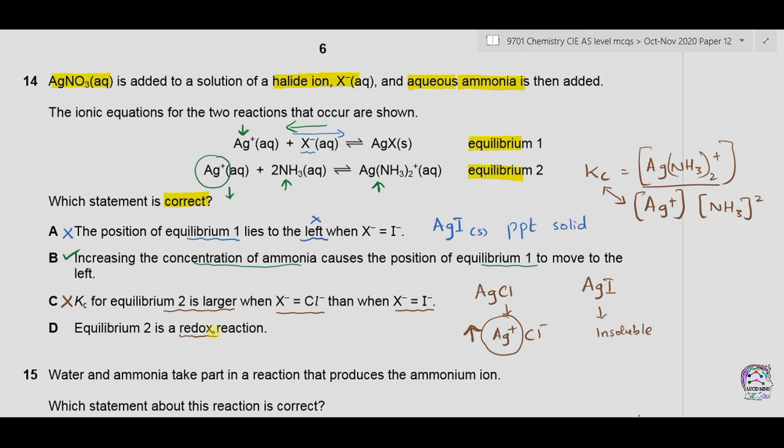Option D, equilibrium 2 is a redox reaction. In a redox reaction, oxidation and reduction occur. As we can see, the charges on the elements have not changed. Silver is still Ag+, nitrogen is still -3 in the reactant and product, and hydrogen is +1. So there is no change in oxidation state, so D is incorrect. The answer is therefore B.